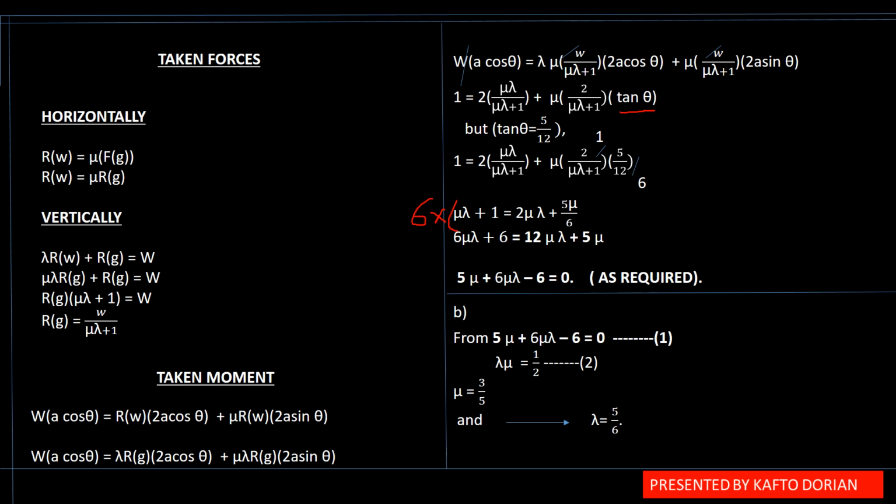Okay, for the B part now, we are asked to find the mu and lambda. So we have the first equation here, which is our equation 1, and the second equation is given in the question. So now I just simply substitute the lambda mu in the first equation to have mu, and then once I have mu, I'll substitute the mu in the second equation to have lambda. So these are just all for the ladder problem.